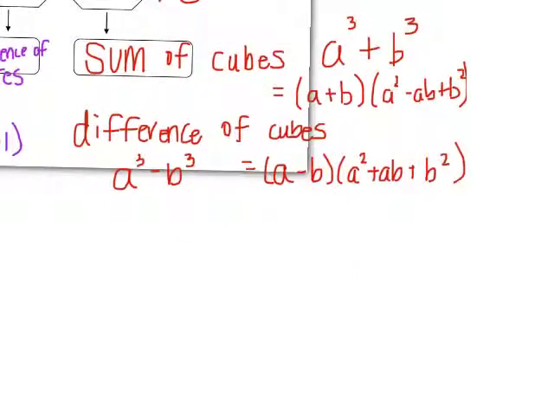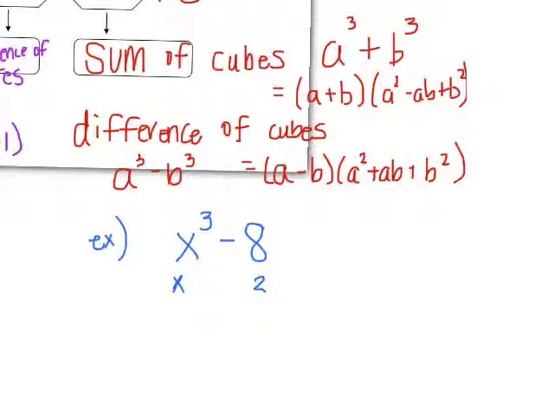So let's do x cubed minus 8. It's kind of similar to how you start off with the difference of squares, except now you're asking, is it a perfect cube? Can you take the cube root of x cubed? Yes, you can. It's just x. Can you take the cube root of 8? Yes, you can. It's 2, because 2 cubed is 8.